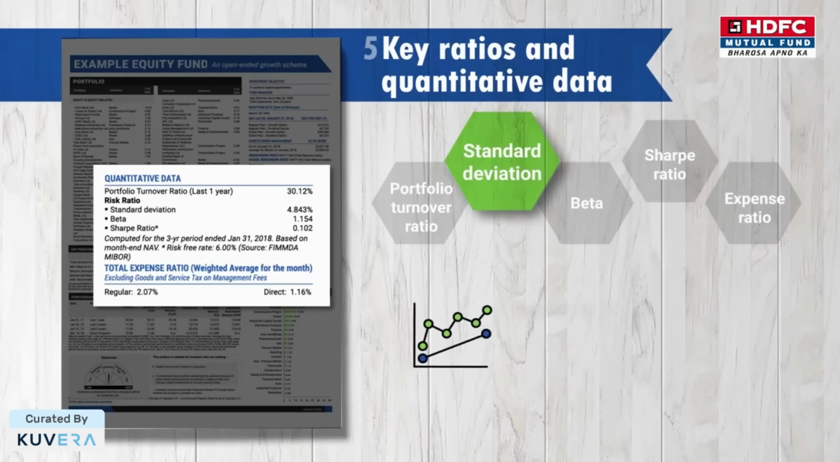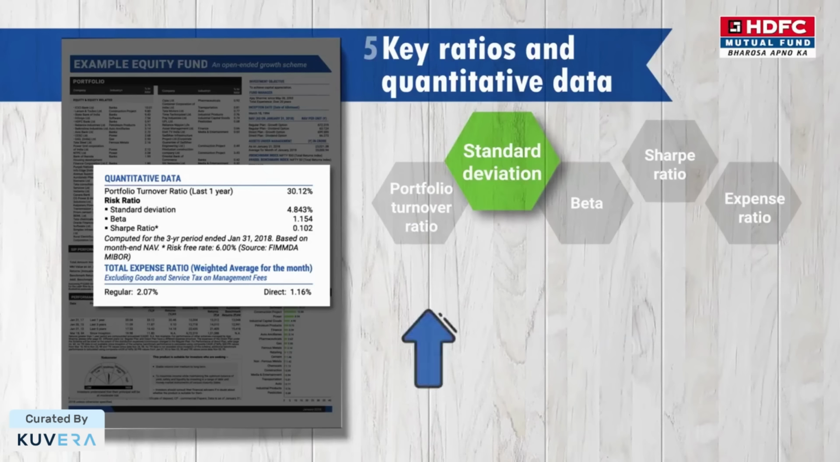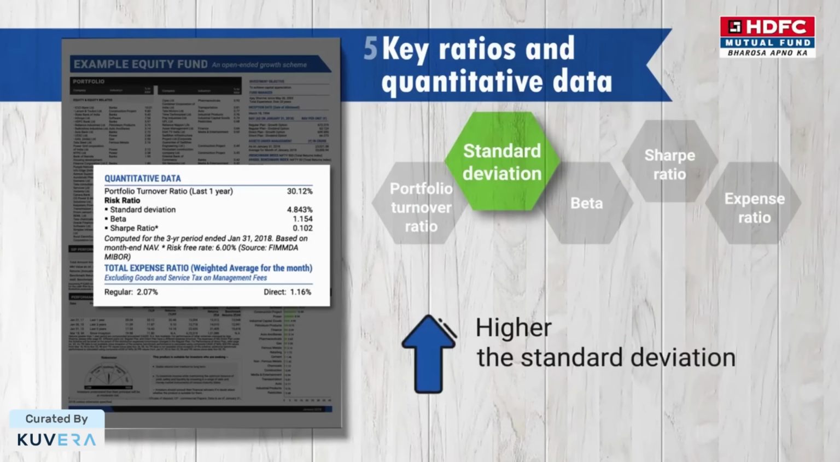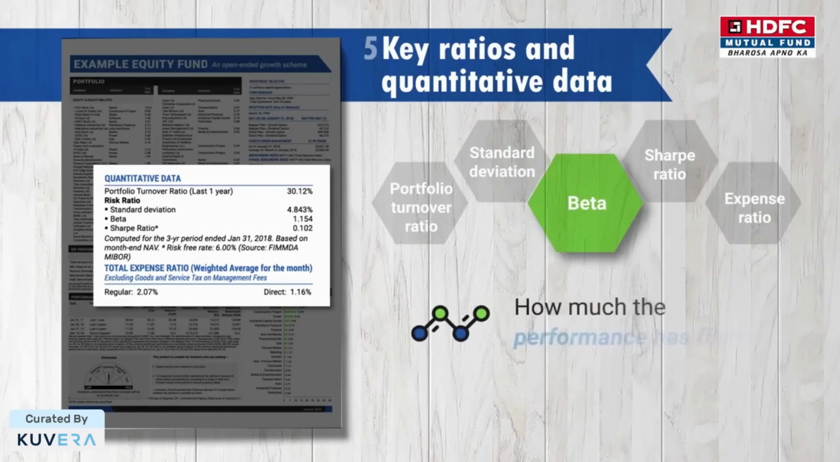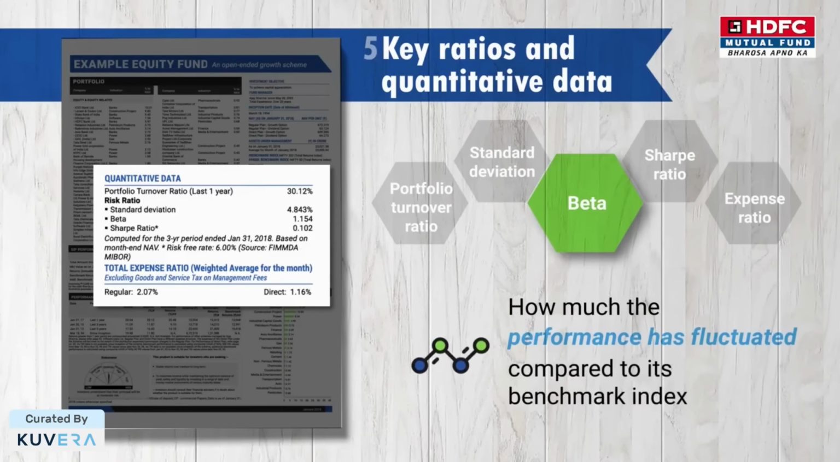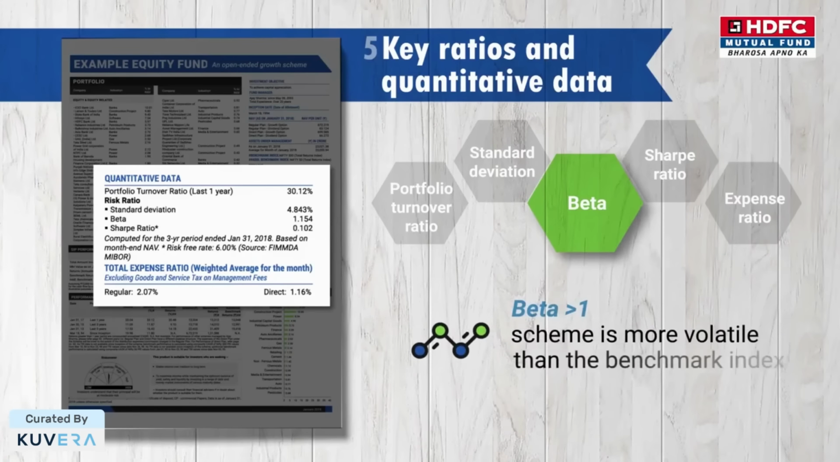Standard deviation tells us how much a scheme's returns have deviated from its mean return. Higher the standard deviation, more volatile the scheme is, and vice versa. Beta tells how much a scheme's performance has fluctuated compared to its benchmark index. Beta greater than 1 implies that the scheme is more volatile than the benchmark index.